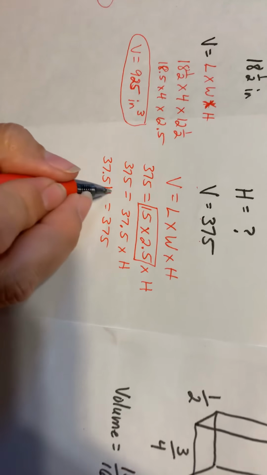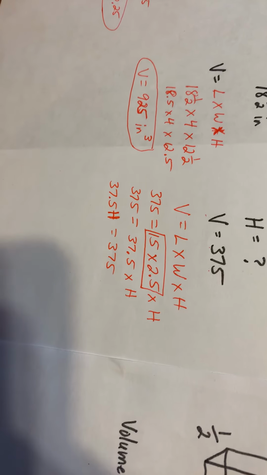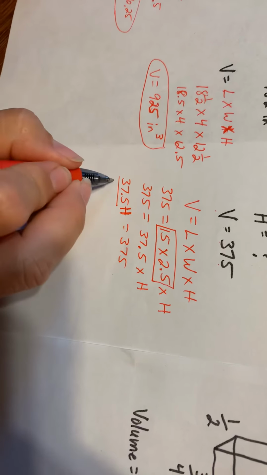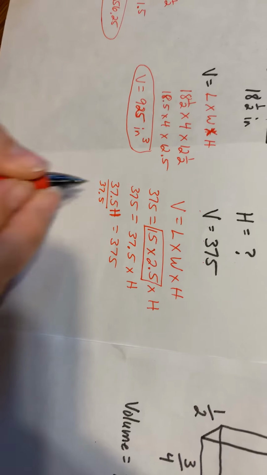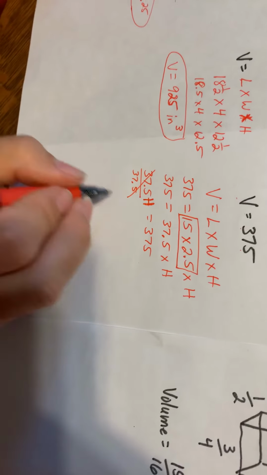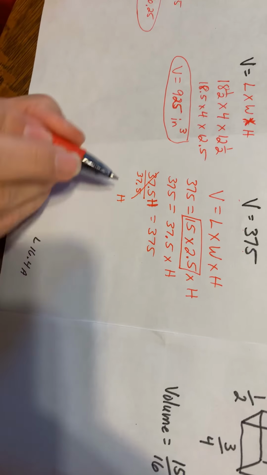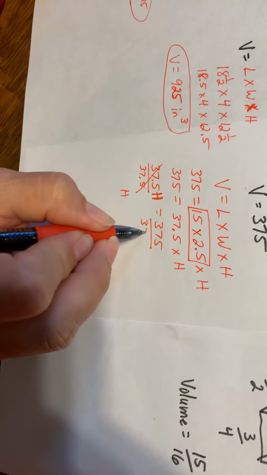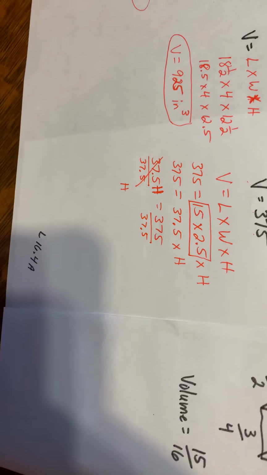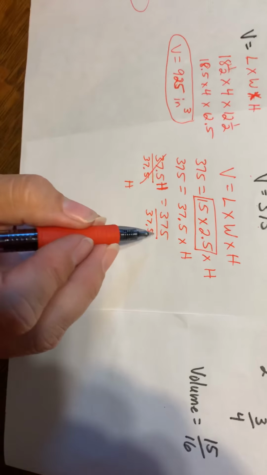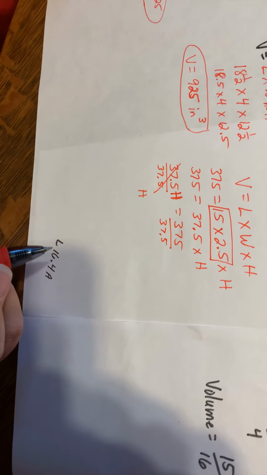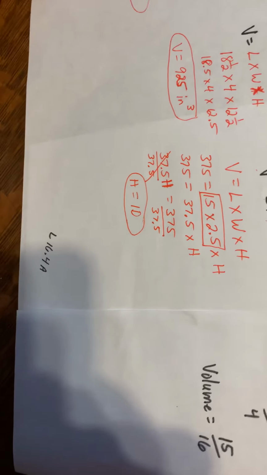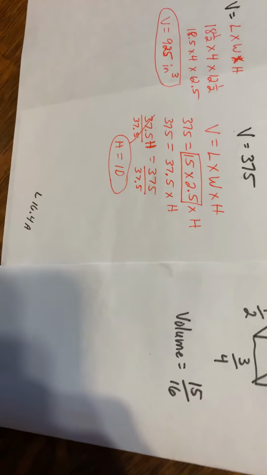And now I want to solve for H. So to solve for H, I got to get rid of this 37.5. So to get rid of it, I'm going to divide by it, which cancels it out and leaves me with H. But if I divided the left side, then I got to divide the right side by the same number. And now when I take 375 and I divide it by 37.5, that gets me H equals 10. So I know my height is 10.